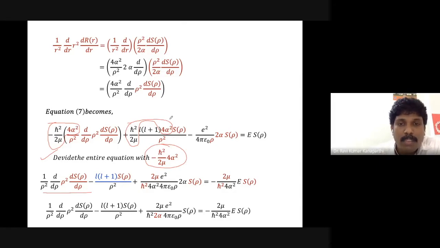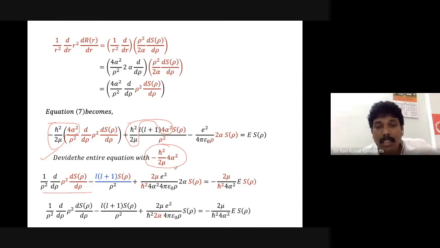So ρ² remains the same, S(ρ) remains the same. Plus, but here you don't have exactly minus ħ²/2μ 4α² in this expression, so you have to simplify it. So e²/4πε₀ρ becomes 2μ e² by ħ² 4α² 4πε₀ρ 2α times S(ρ).